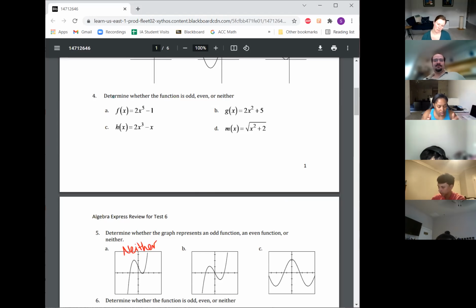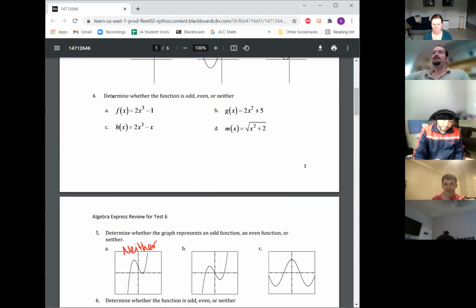Does anyone remember the other symmetry besides the y-axis? It's rotation about the origin. Yeah. Rotational symmetry, right? So you can rotate it 180 degrees. Yep. So if this is a piece of paper and I put my pencil right here, and then I spin my paper 180 degrees, it's not going to match. So it's not odd.